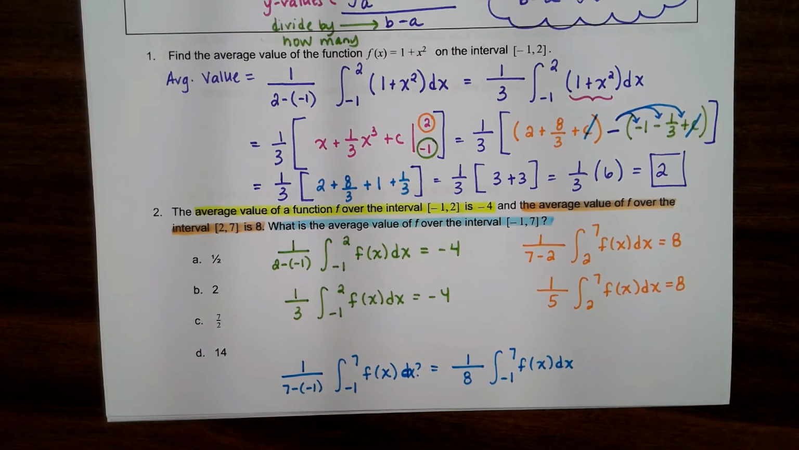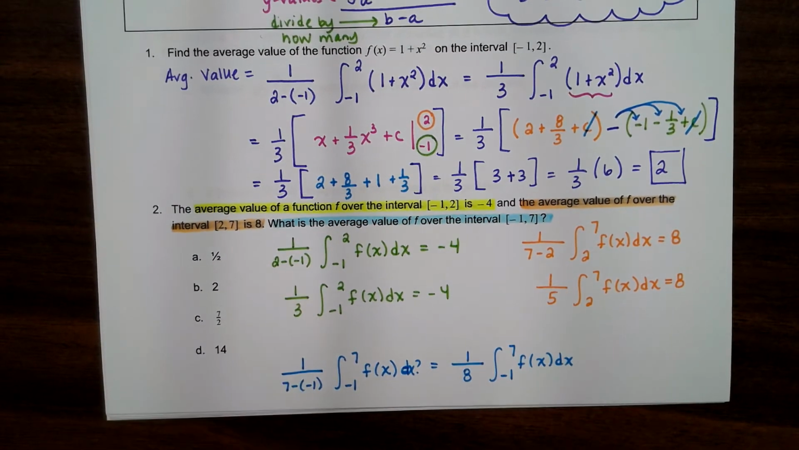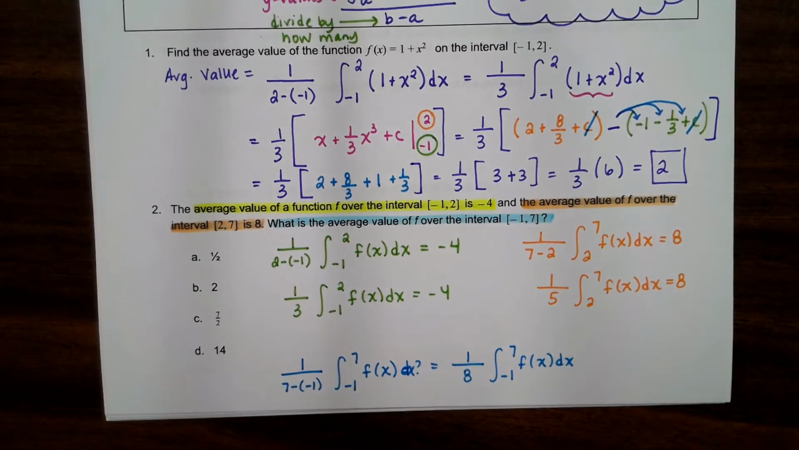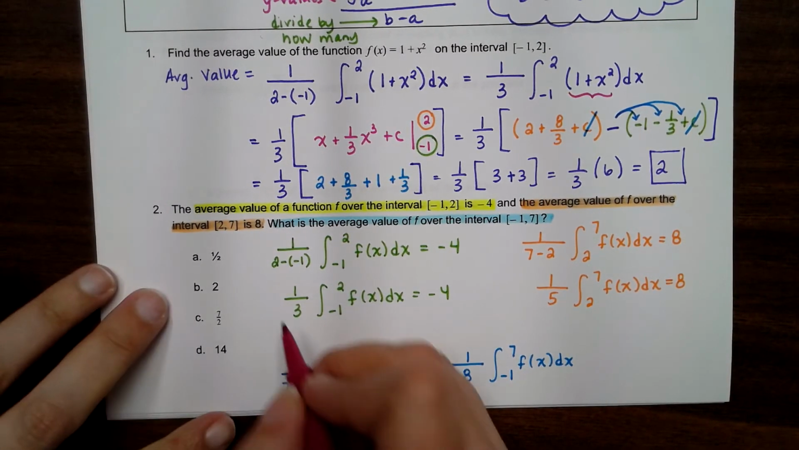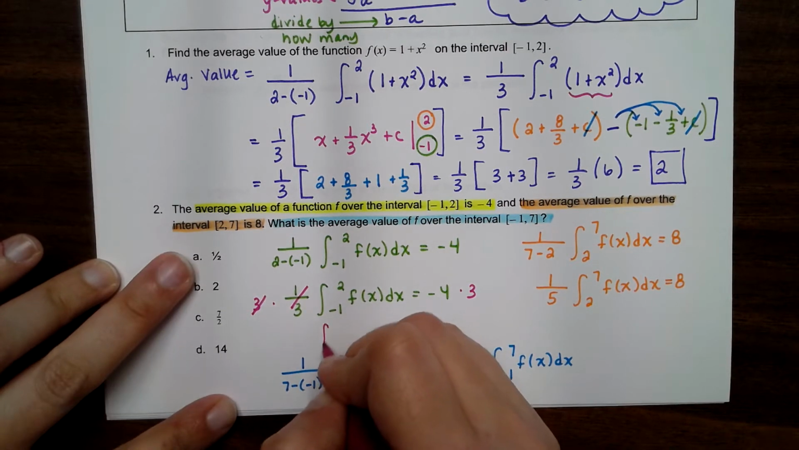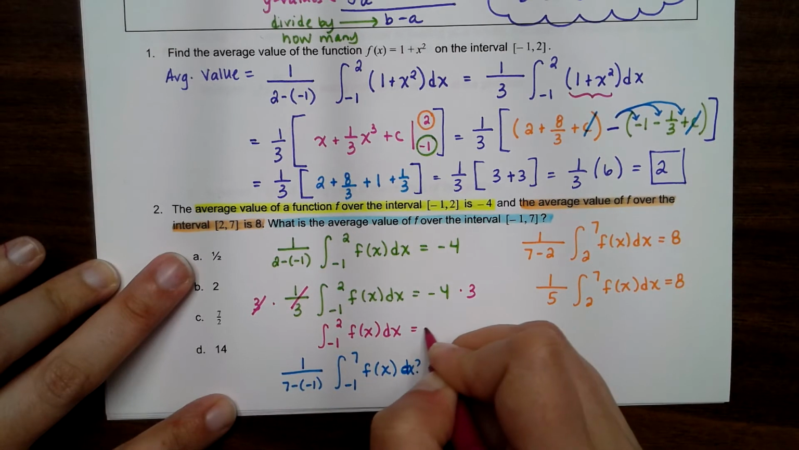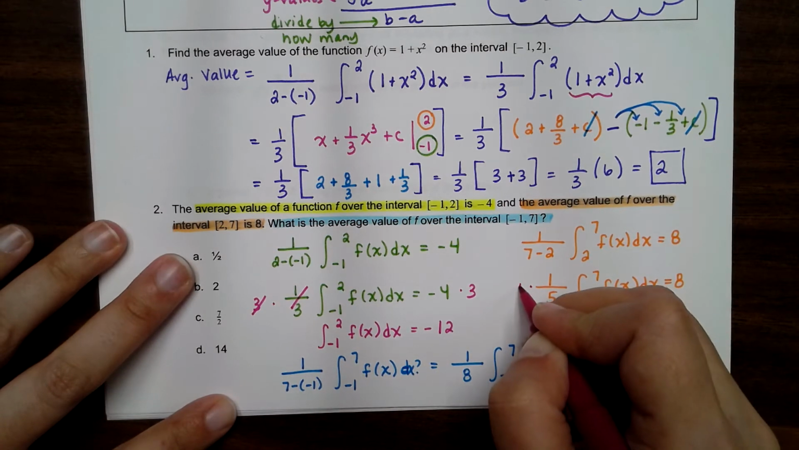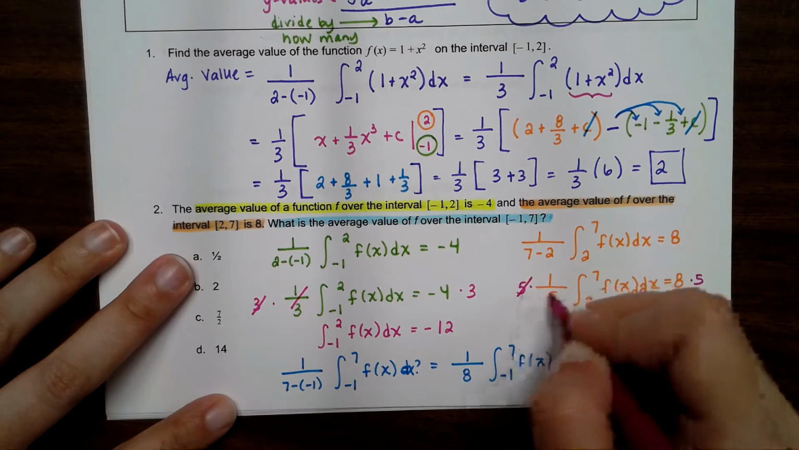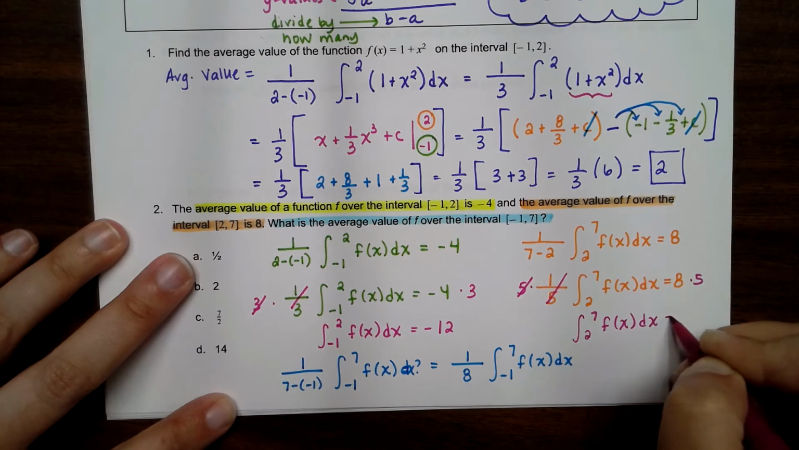Here's how we put all these pieces together. I need to essentially know the integral from -1 to 7, which would be what I get if I combine this integral and this integral. So what I need to do now is get this integral by itself. To do that, I'm going to multiply both sides of this equation that I've set up by 3. What that allows me to do is to figure out that the integral from -1 to 2 of f of x dx is actually -12. If I multiply both sides of this equation by 5, what that allows me to do is to figure out that the integral from 2 to 7 of f of x dx is 40.